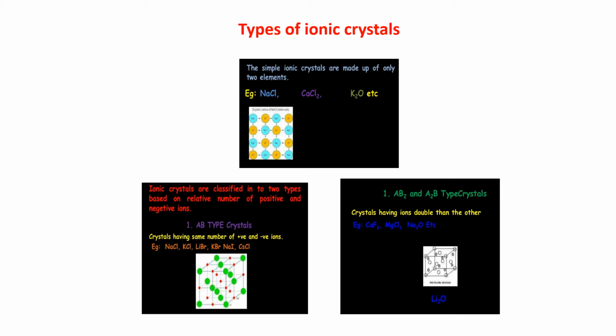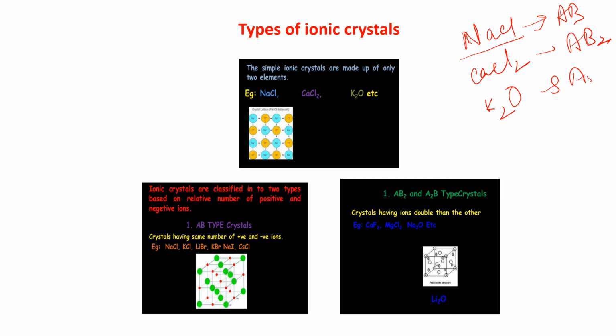Types of ionic crystal. We can have different types of ionic crystal, mostly AB type and AB2 or A2B type. See, these are the ionic crystals: NaCl, CaCl2, K2O. Now you can understand that this is type AB, this is AB2 and this is A2B. These are the 3 types of ionic crystals available.